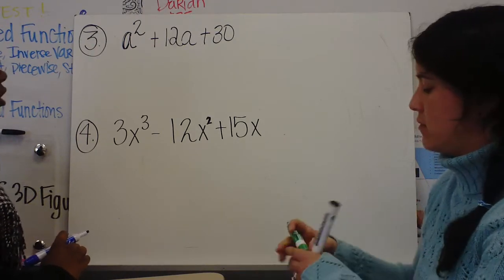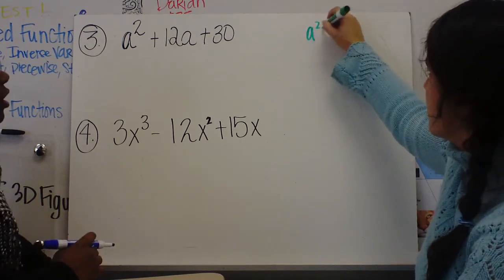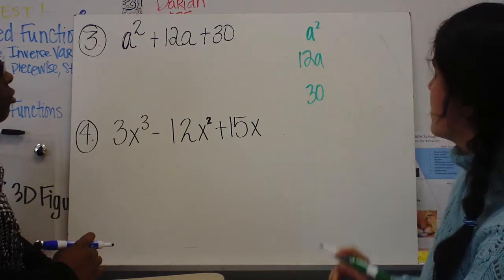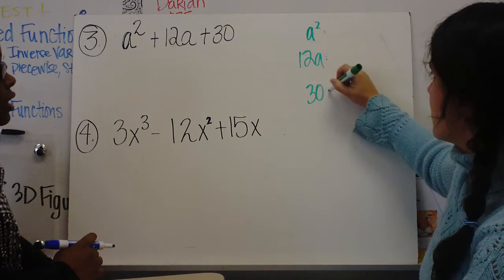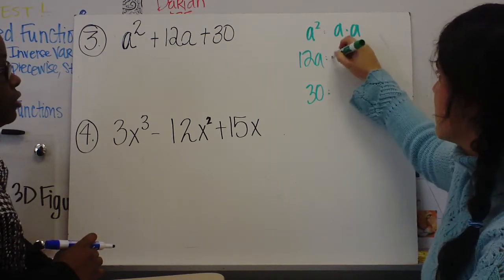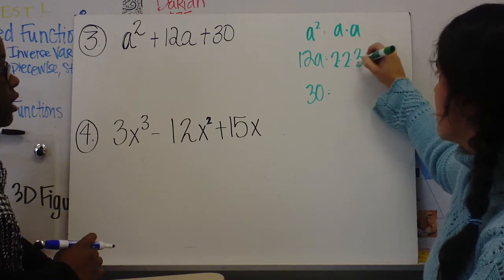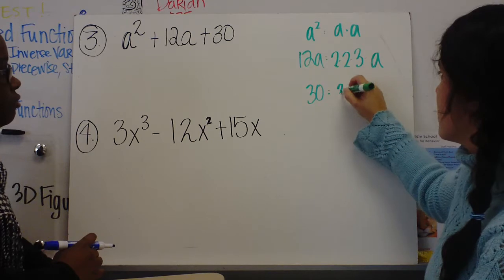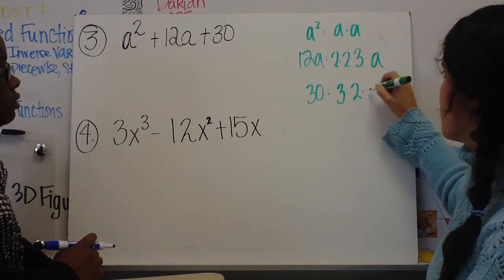Alright, so number 3, we have a squared, we have 12a, and we have 30. So we're going to break these down. Everyone sees a squared is a times a. 12 would be 2 times 2 times 3 times a. And 30 is 3 times 2 times 5.